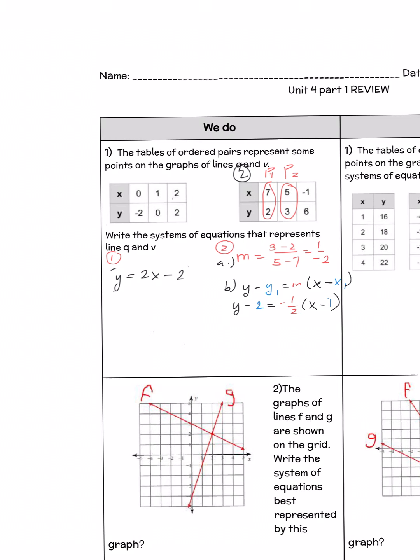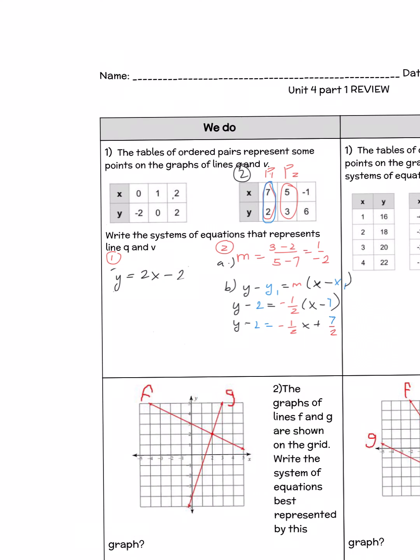Okay? So now, like we did before, we're going to distribute this -1/2 to the x and -1/2 to the -7. So y minus 2 is going to equal, I'm going to erase these arrows real quick so I have some room, -1/2 x minus, but remember now this is going to turn into a plus because a negative times a negative becomes positive, and I'm going to have 7 times 1 is 7, and then divided by 2.